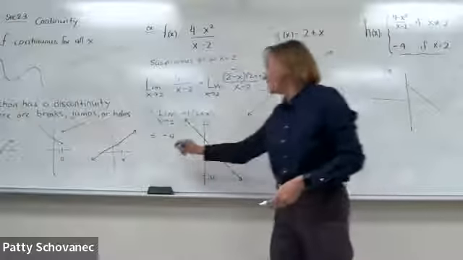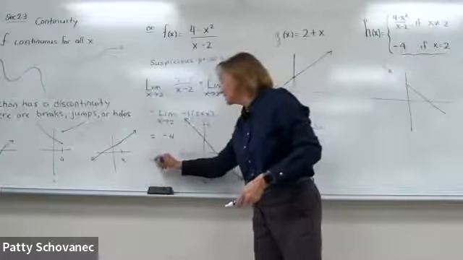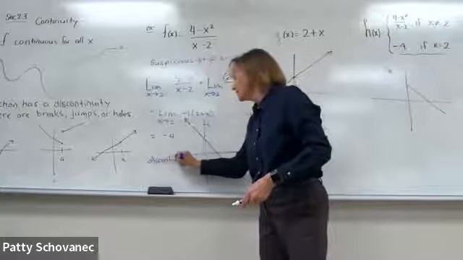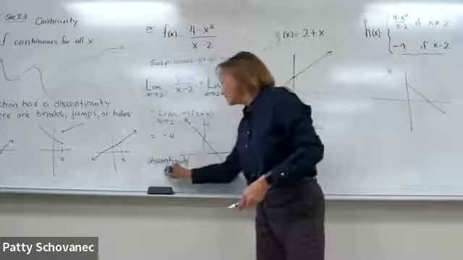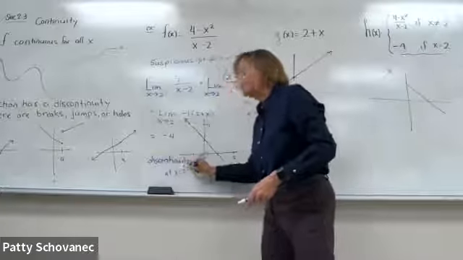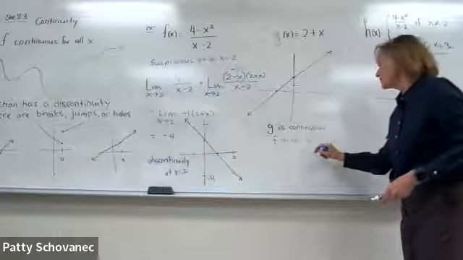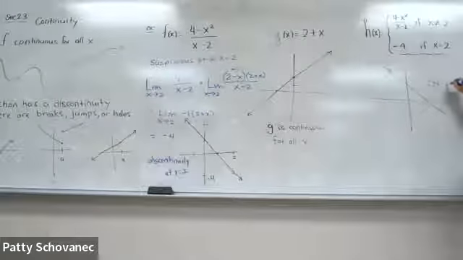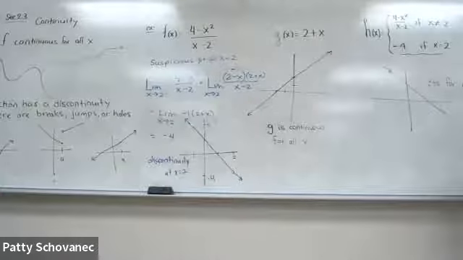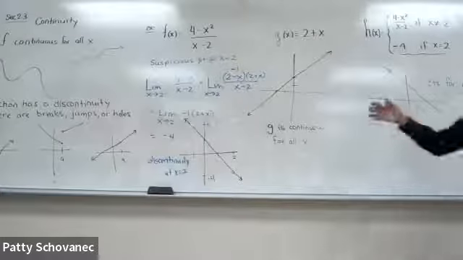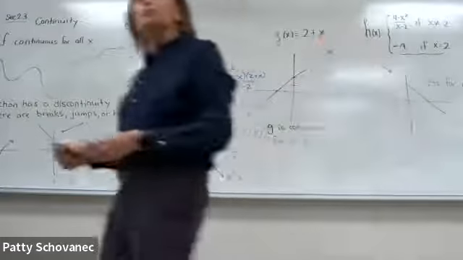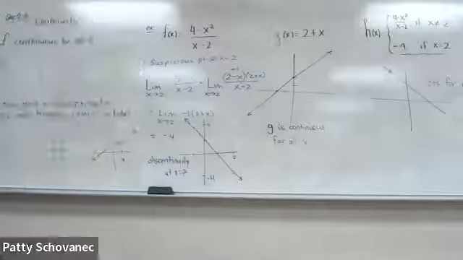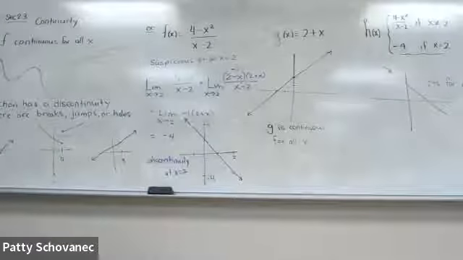That one has a discontinuity at x is 2. These are continuous for all x, including x is 2. So a limit is going to have something to do with whether or not a function is continuous at a point. And if a function is going to be continuous at all points, then it's going to be continuous for all values in its domain.